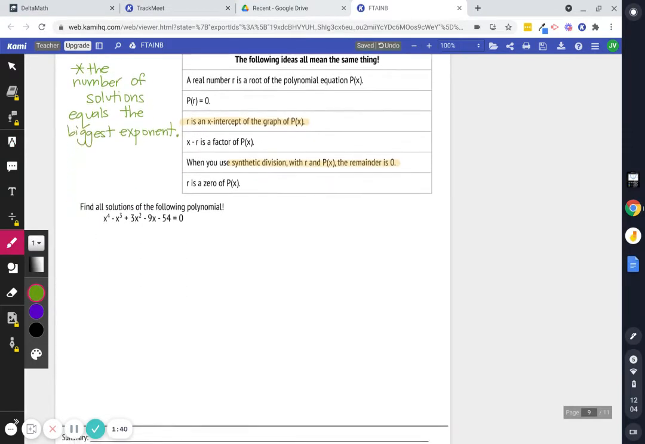And now we're going to walk through this example. And this example is going to look like what you have in your Delta Math for today. Okay? We're going to come up with all the solutions. And I'll show you what I mean here in a second.